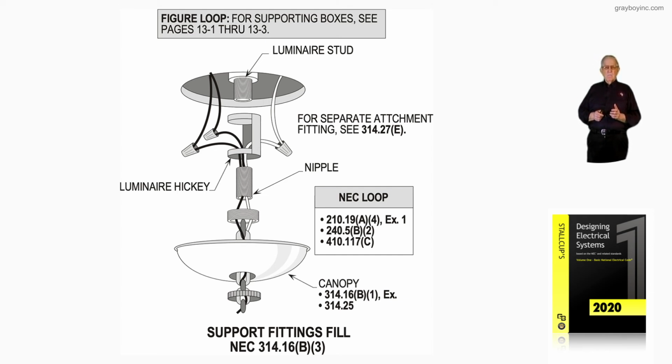The canopy now, if it is listed to do so, we can use that canopy for the fixture wire and the other conductors. We can use it as some of the field requirements. And you'd find that in 314.16(B)(1) exception, along with 314.25. But keep in mind now, we're just going through the method and procedure for counting the field.